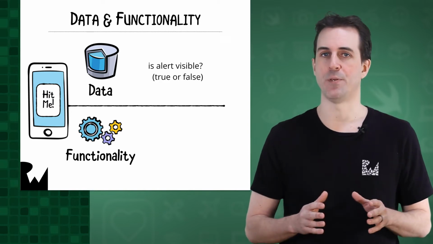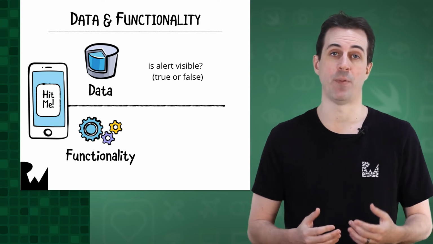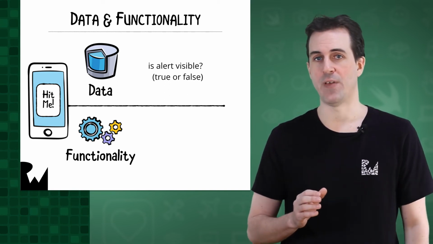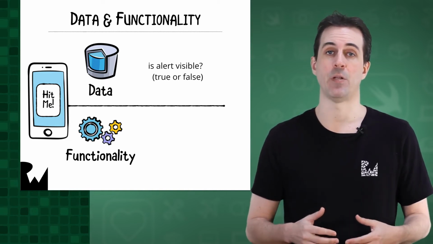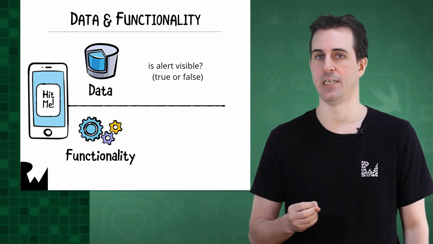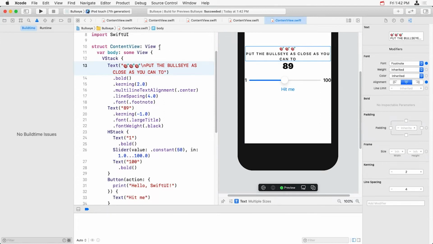Do you remember a few episodes ago when you learned that class and struct templates and the instances of those templates have both data and functionality? Well, the Boolean value to keep track of whether or not the pop-up alert is visible is an example of some data that we need to keep track of on our content view struct and instance. Let's see how we can do this. All right, so open up ContentView.swift.